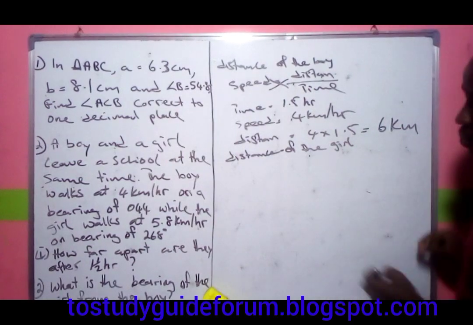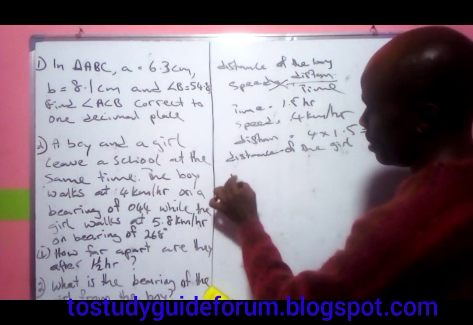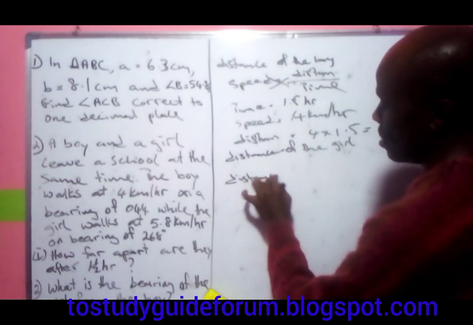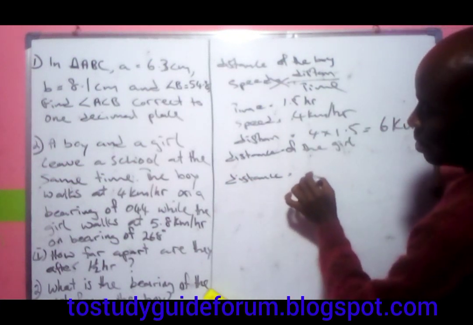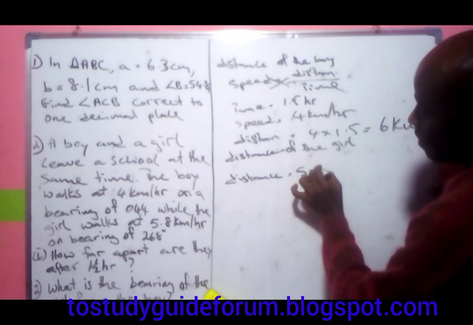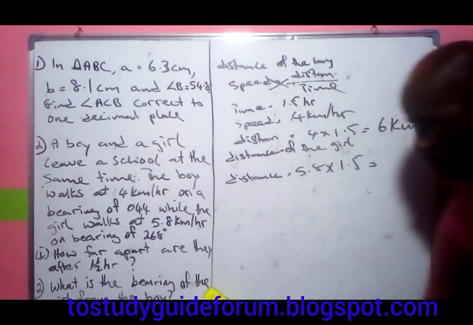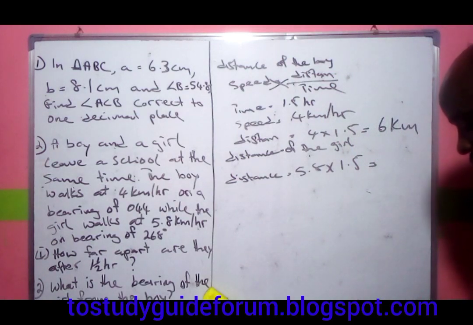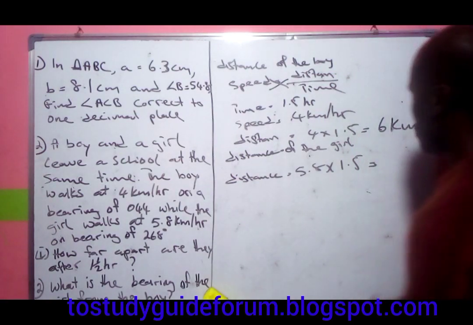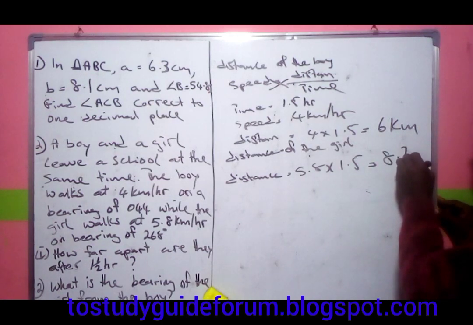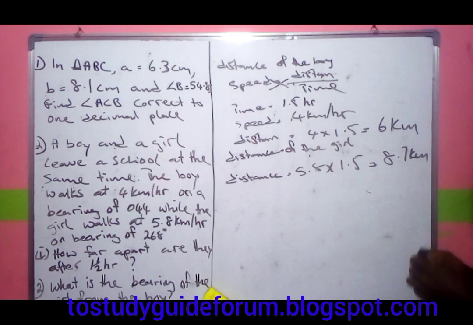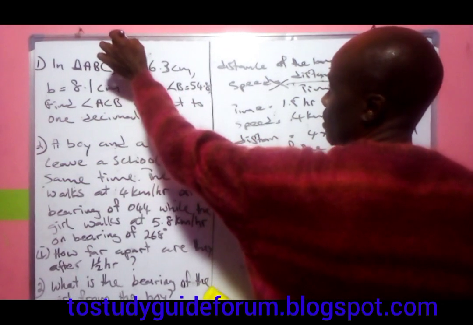so we look at the girl too. Now we know that the distance will be 5.8 times 1.5. That will give us 8.7 kilometers. So this is what we have. Since we have this information, let's just keep it aside here somewhere. We will come back to it.